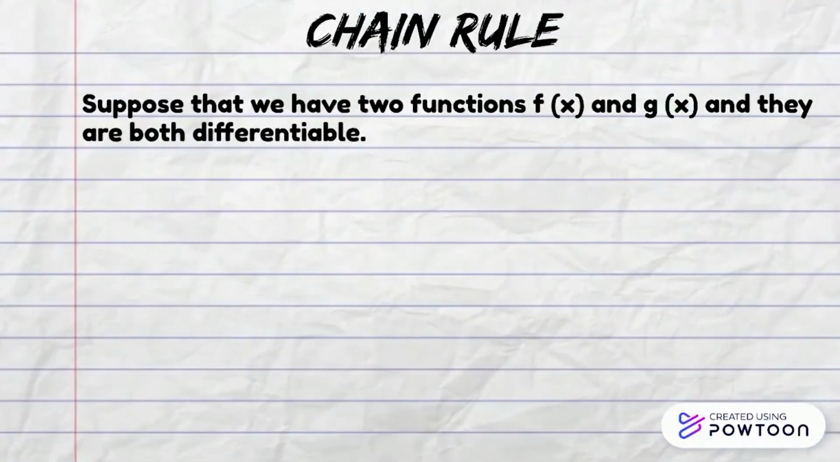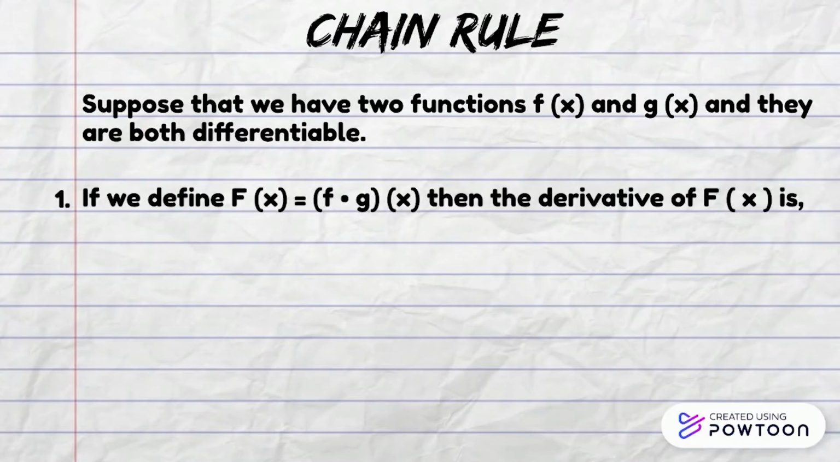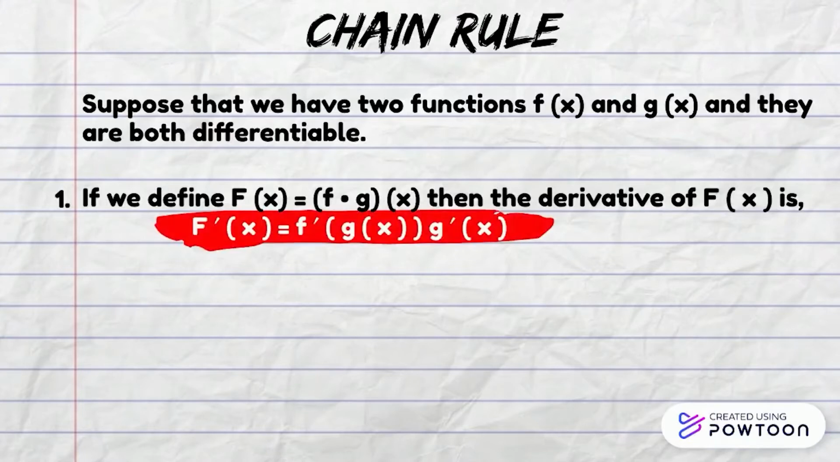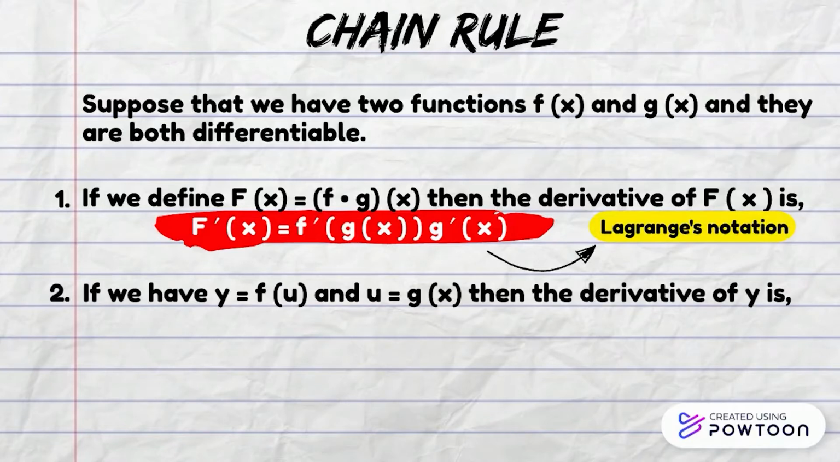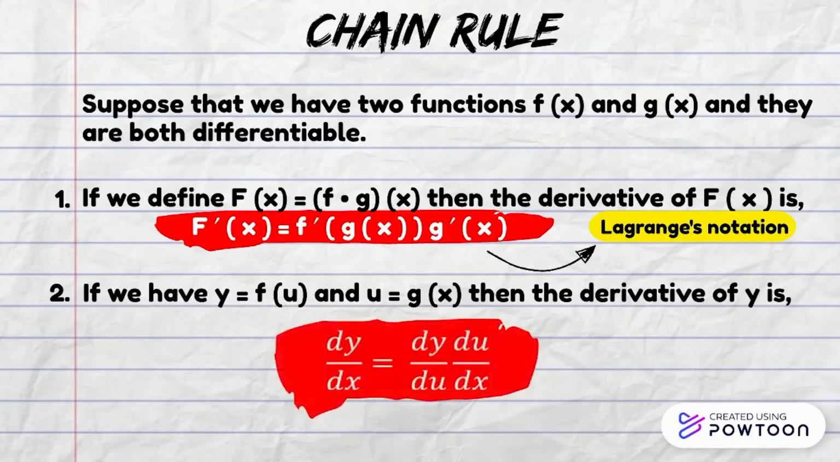Suppose that we have two functions, f(x) and g(x), and they are both differentiable. If we define F(x) equal to f(g(x)), then the derivative of F(x) is F prime x equal to f prime g(x) times g prime x. And this is called the Lagrange's notation. If we have y equal to f(u) and u equal to g(x), then the derivative of y is dy over dx equal to dy over du times du over dx. And this is called the Leibniz notation.